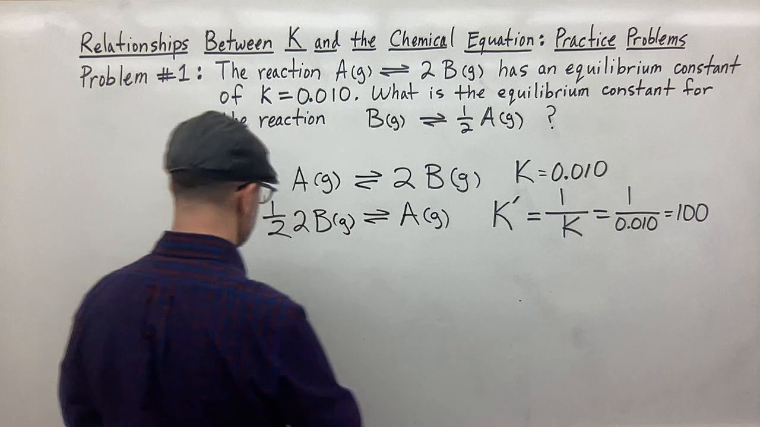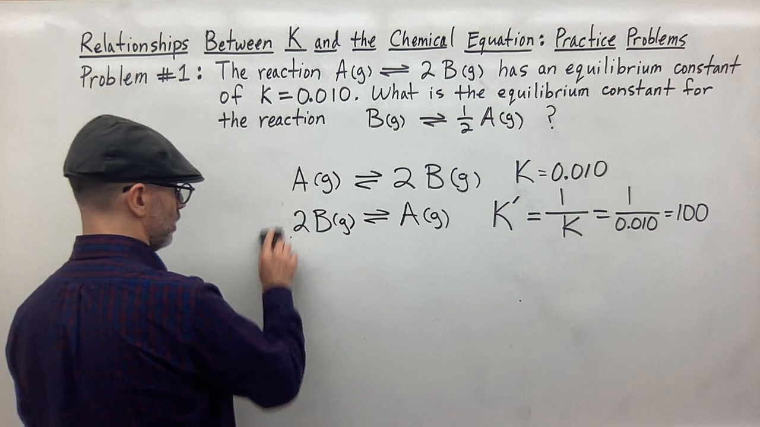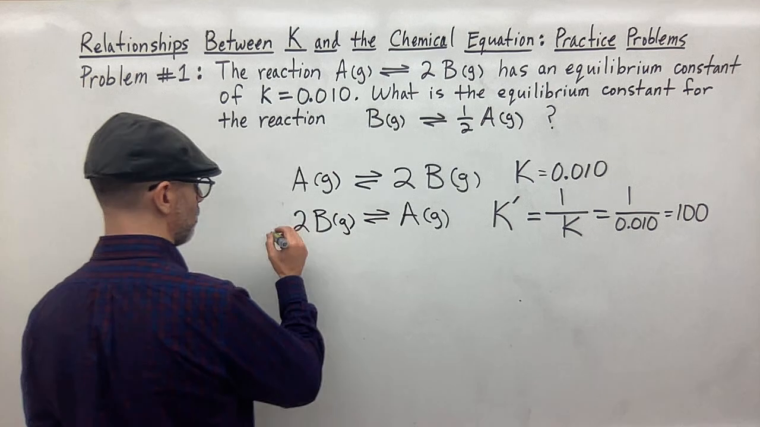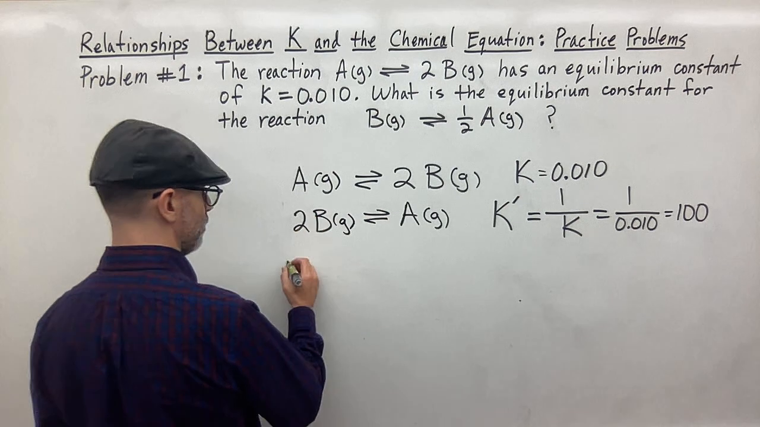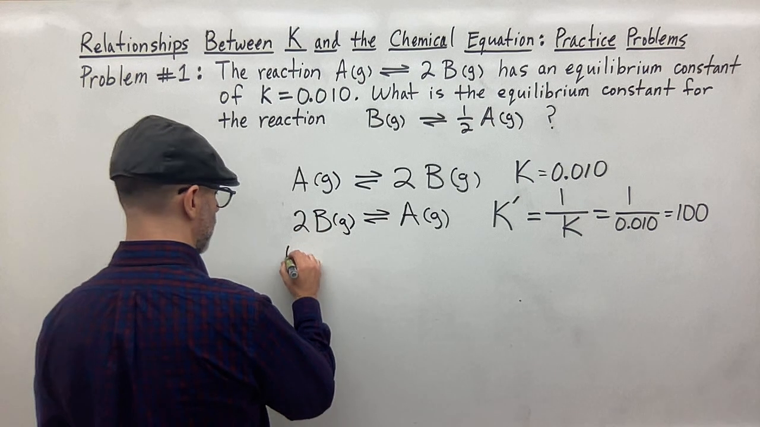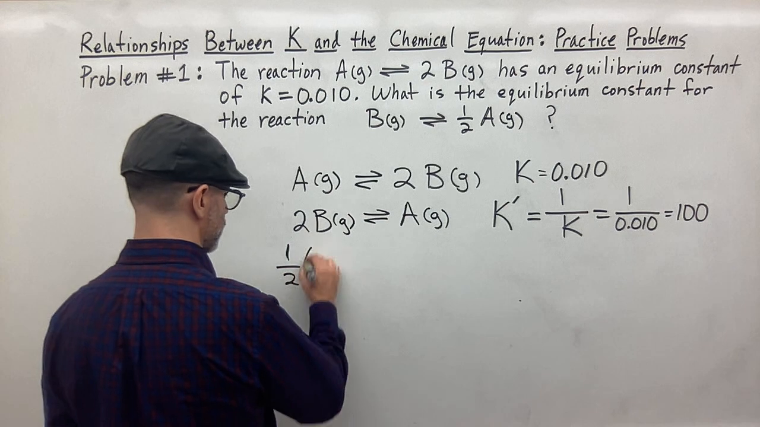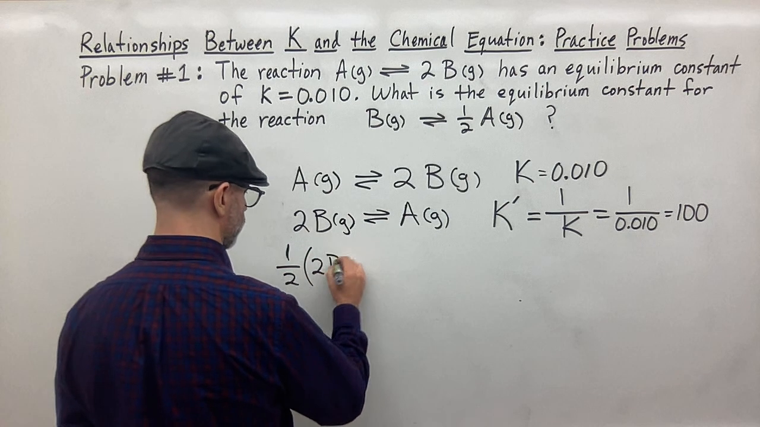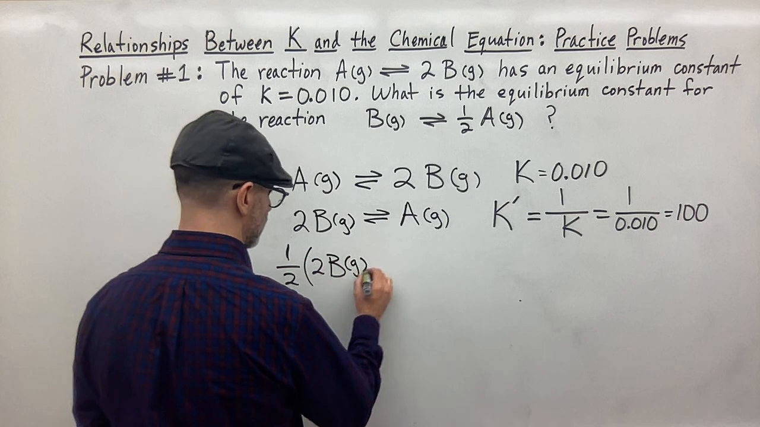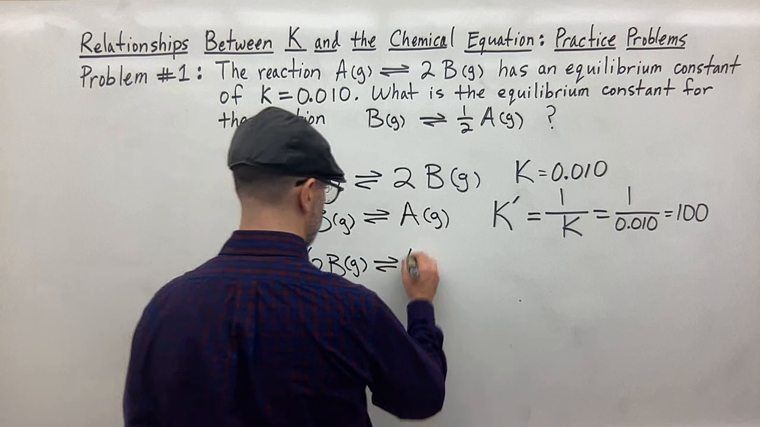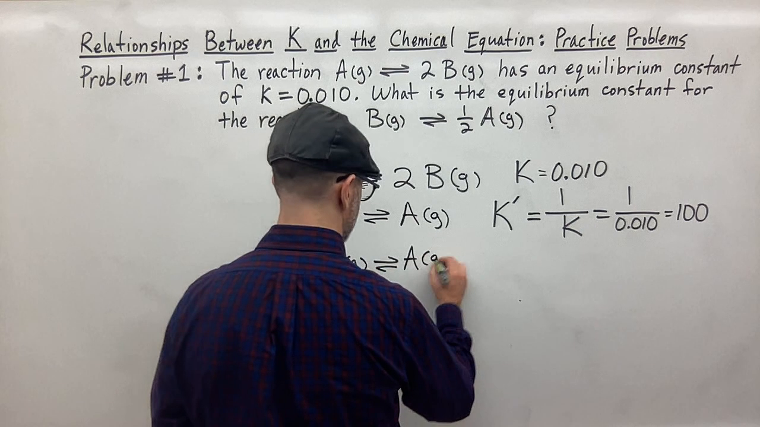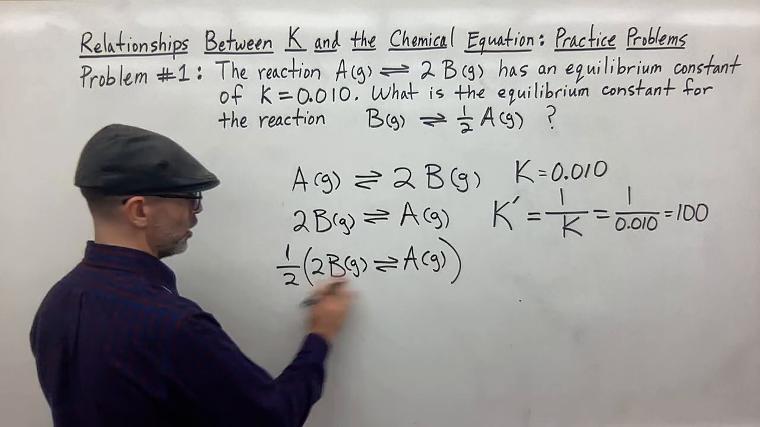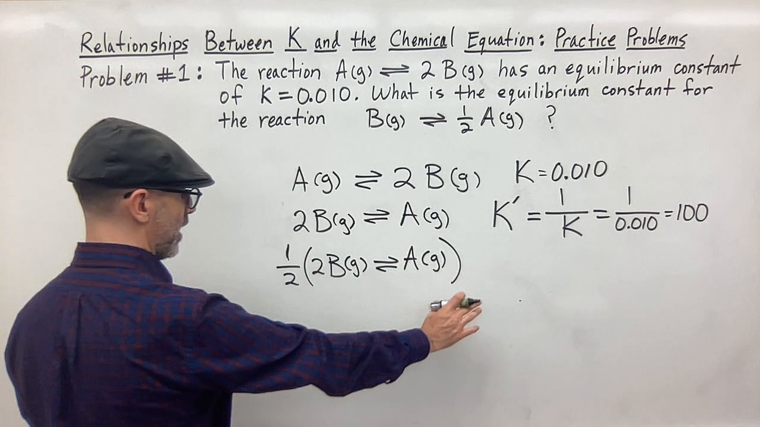Right. So let me write it this way. I'm going to take my equation here, and I'm going to multiply my equation by 1/2. So 2B gas in equilibrium with A gas. Everything here is being multiplied by 1/2.